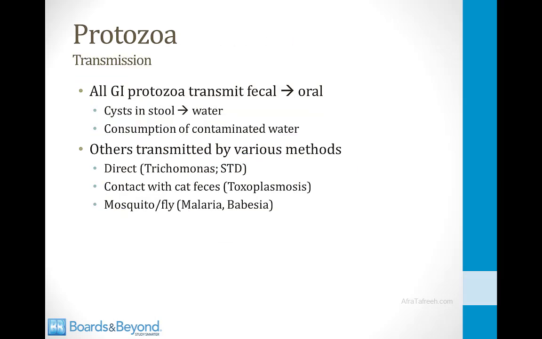There are a couple of rules of thumb that can help you a lot in board exams to answer questions about protozoa. And the first one is that all GI protozoa have transmission that is fecal to oral. So infected humans or infected animals pass cysts in the stool, which get into the water, and then consumption of contaminated water is the way that people get sick. We'll talk about this in more detail when we talk about each individual protozoa.